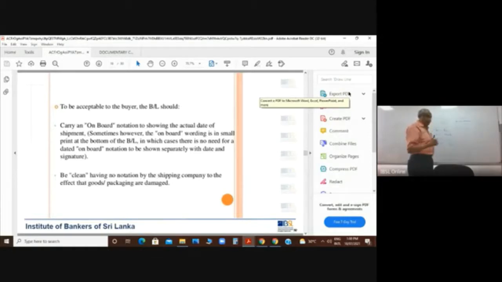So at a glance we know this is not a clean bill of lading. There are some packages broken and 4 cartons are leaking. Okay.